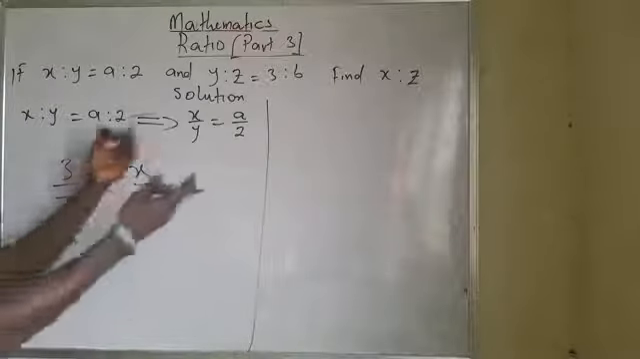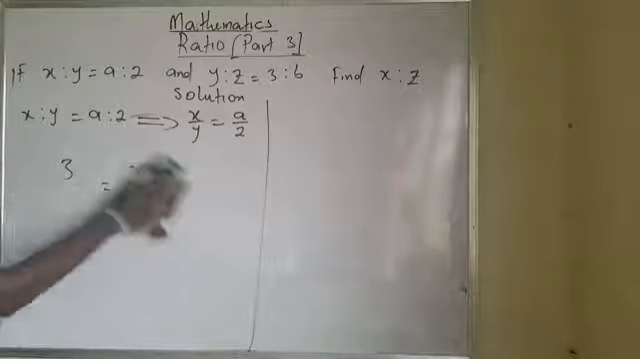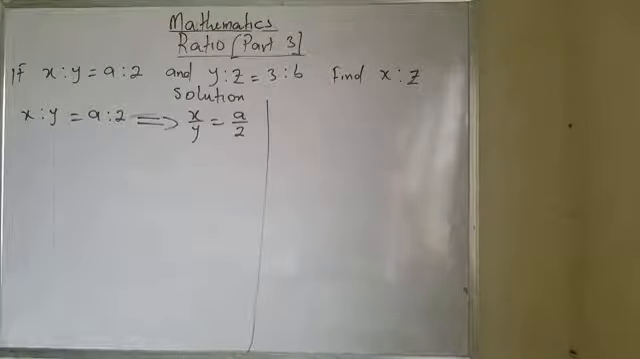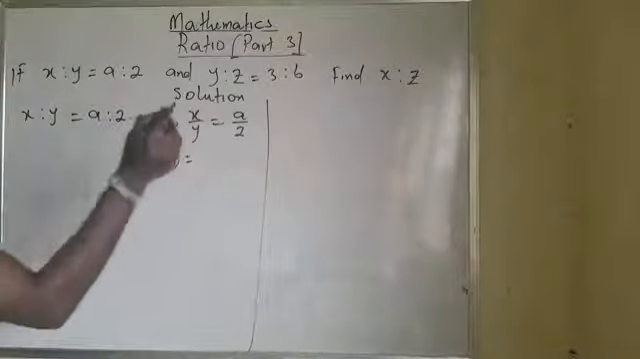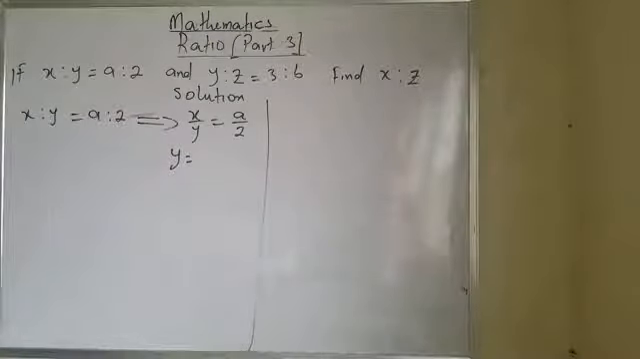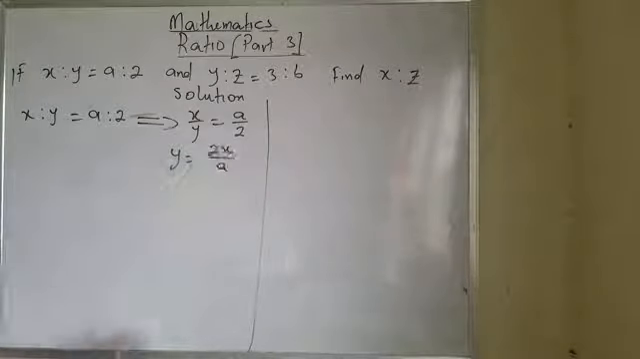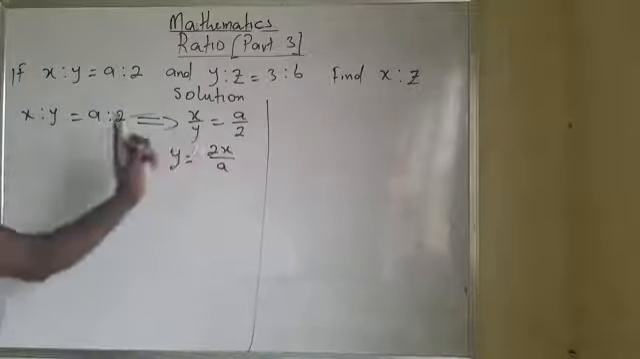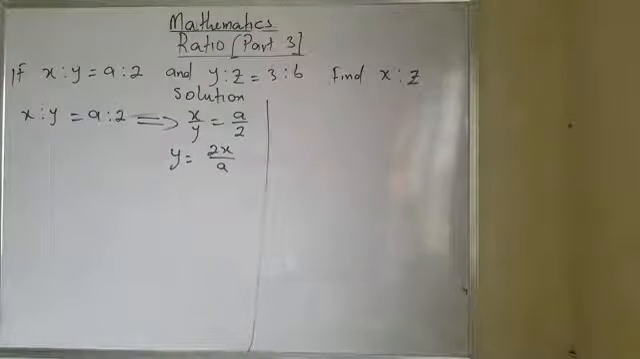But in this case, there's nothing you can do like that. It's not possible. Take note of that statement. Now, it means I can say that from here, my y will surely be equal to 2x all over a. I just make my y the subject by cross multiplying and dividing both sides. Take note of that.